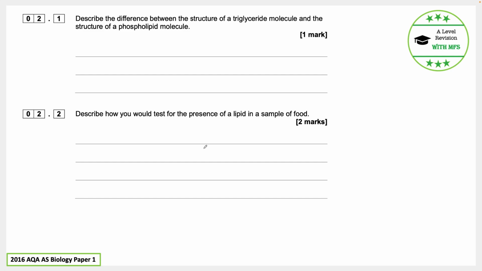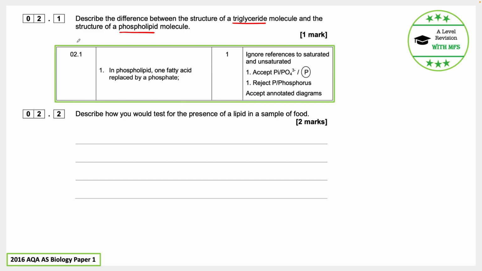Our first question is from the 2016 AQA AS Biology Paper 1 and states, describe the difference between the structure of a triglyceride molecule and the structure of a phospholipid molecule. So this is a simple recall question. It doesn't require any application. We are just comparing between a triglyceride and a phospholipid. And the key difference is that a phospholipid has a phosphate group which replaces one of the fatty acid chains.